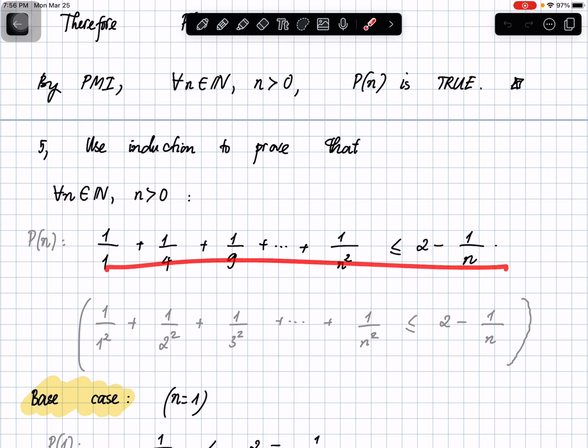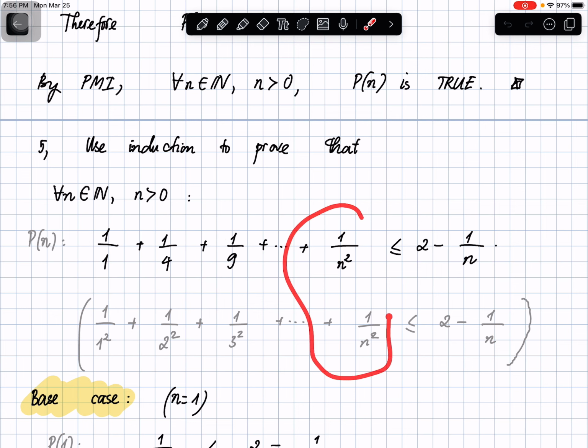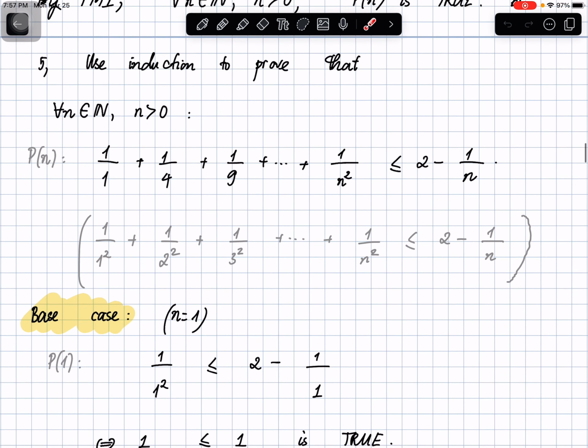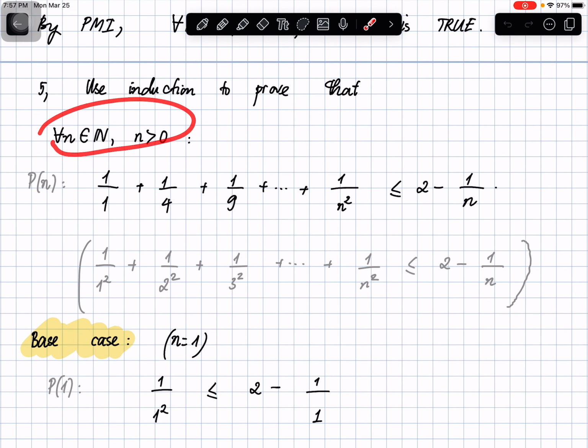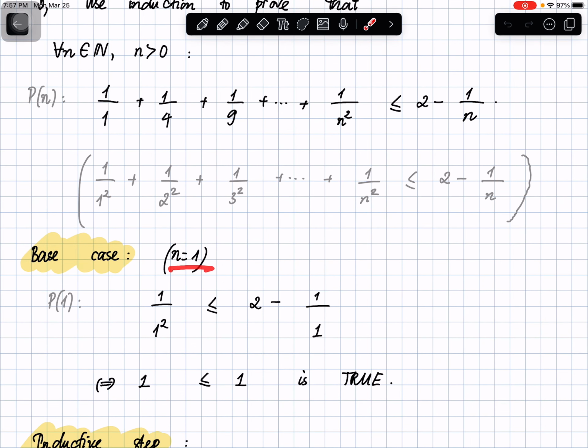So this formula P(n) can be written as 1/1², 1/2², 1/3², plus so on until 1/n², less than or equal to the right hand side. So we need to prove it for all natural numbers n greater than 0. The smallest case is n equal to 1, so our base case is n equal to 1.